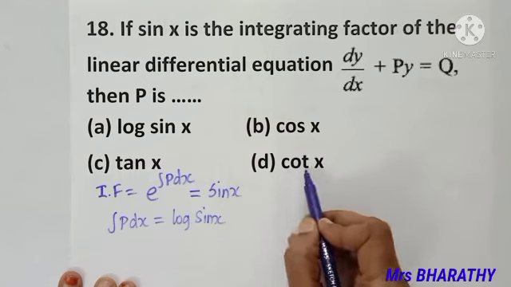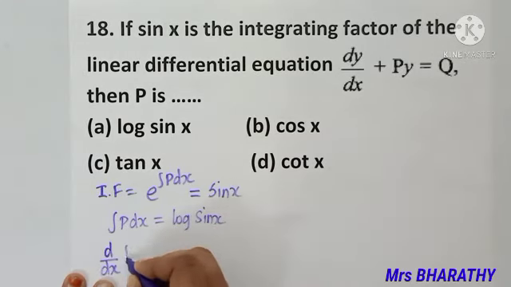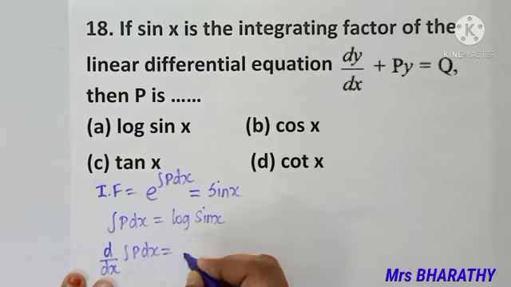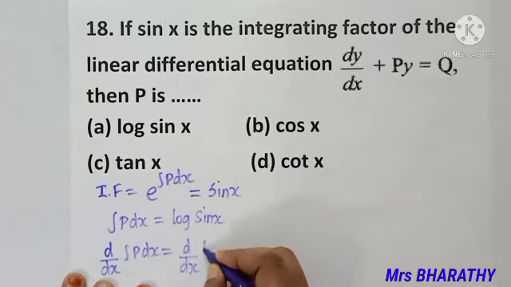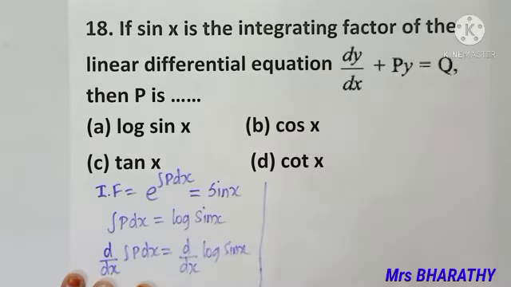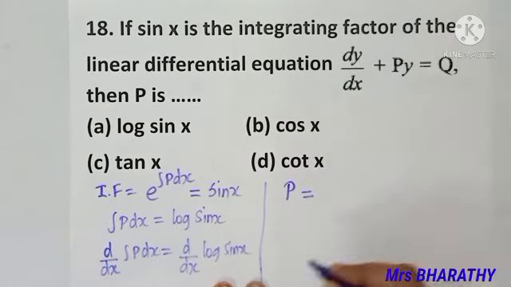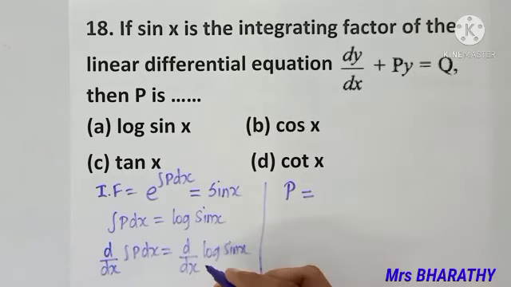Supposing you do not remember the formula, how are we to get from here? Taking derivative on both the sides. d by dx of integral p dx is d by dx of log sin x. As we differentiate, derivative and integral cancel. We are just left with p. Derivative of log sin x.